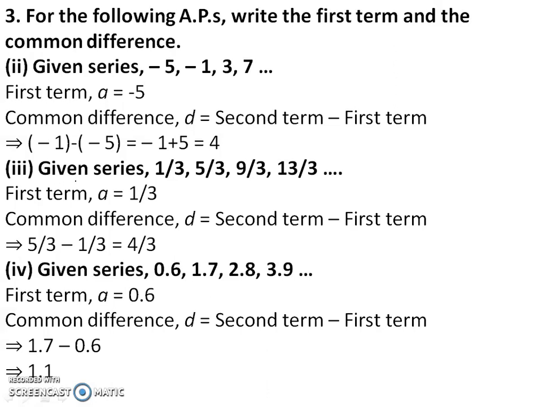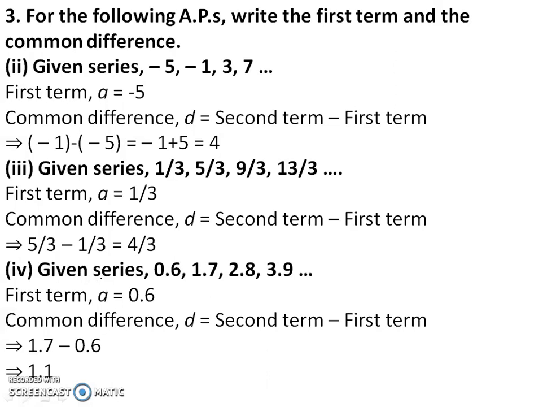Given series, third one, this number is according to the question number in your textbook. Don't get confused. Given series is 1 by 3, 5 by 3, 9 by 3, 13 by 3. Here the first term given is 1 by 3. How will you get the common difference? 5 by 3 minus 1 by 3. You can see the denominators are same. So what will you do? You will just subtract the numerators. As the denominators are same, you will just subtract the numerators.